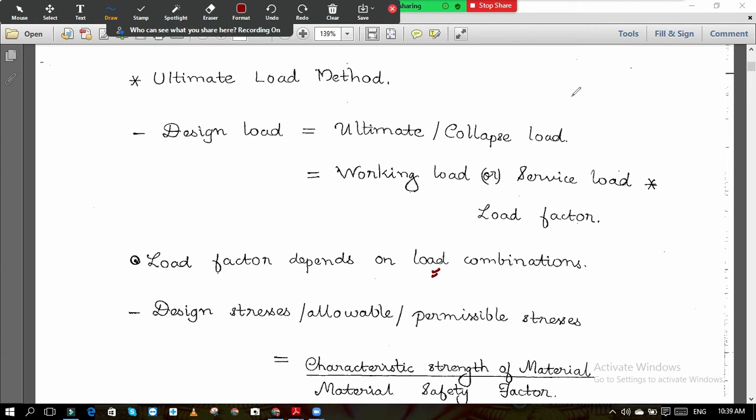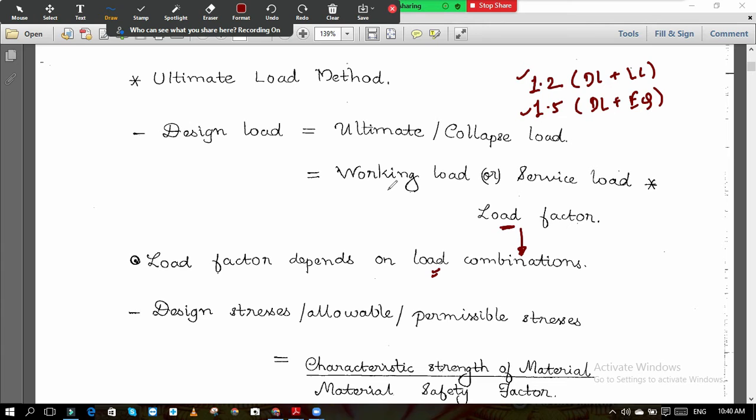You might have seen that while taking the different load combinations, sometimes we take 1.2, sometimes we take 1.5, these types of dead load plus live load. Sometimes we take dead load plus, instead of live load, earthquake load, or live load plus earthquake load. Different types of load combinations we take while designing any structure. So this load factor depends upon your load combination. These are nothing but your load factors.